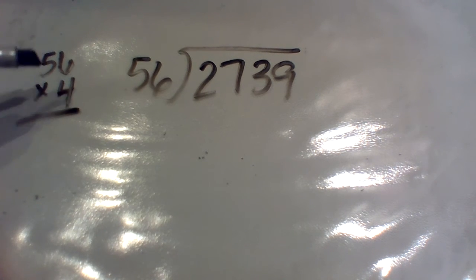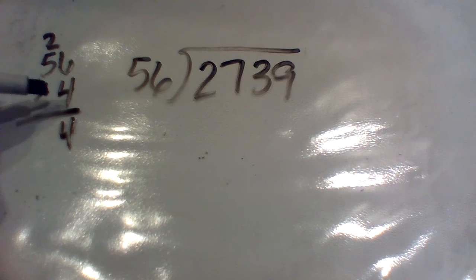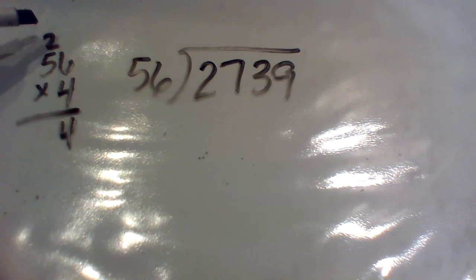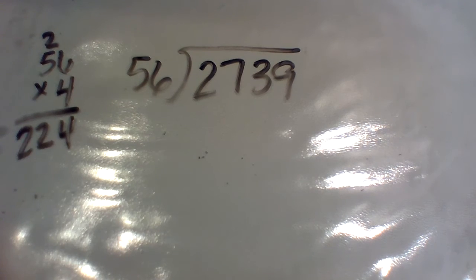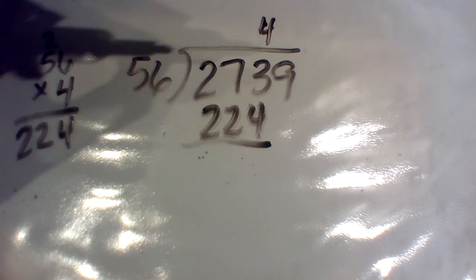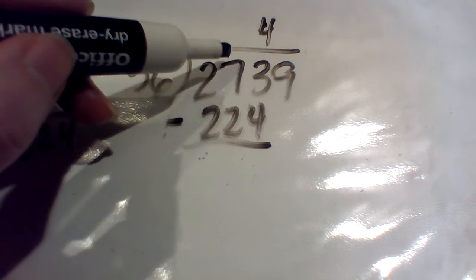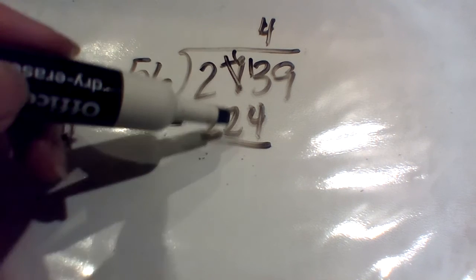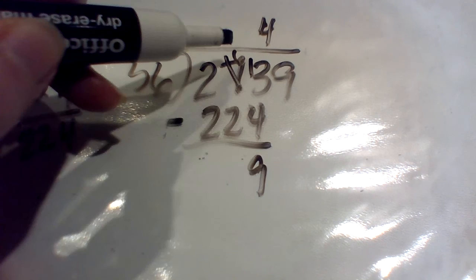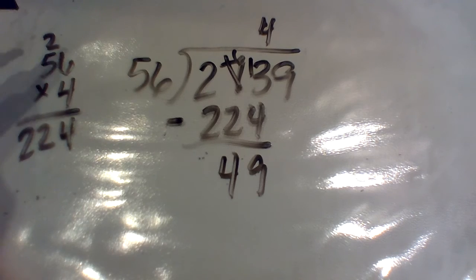4 times 6 is, just like we said, 24. I put my 2. 4 times 5 is 20, plus 2 is 22, so 224. I'm going to put that under. And this is 4 groups if it works, right? And I'm going to subtract. If I have 3, I can take 4 away. This becomes 6. 13 minus 4 is 9. 6 minus 2 is 4. 49 is less than 56. I definitely cannot make another group, so that was the correct answer.